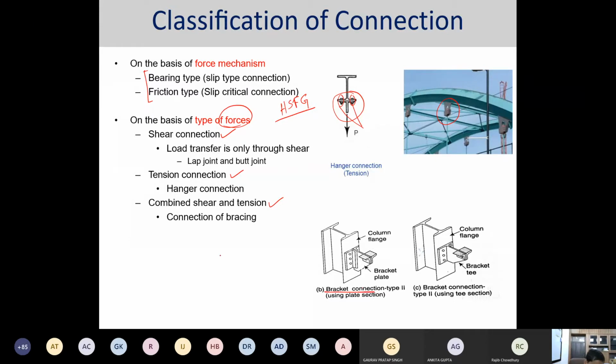Bracket connection means, let's say, this is a particular column, and within this column, if you have this kind of connection, this is a bolt, and over here your force is acting, then you will find both shear and tension, and the column will also experience a moment. So it depends on the problem. Everywhere the connections could not be unified.